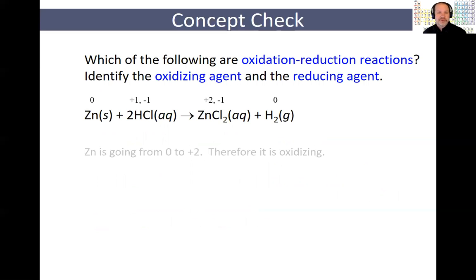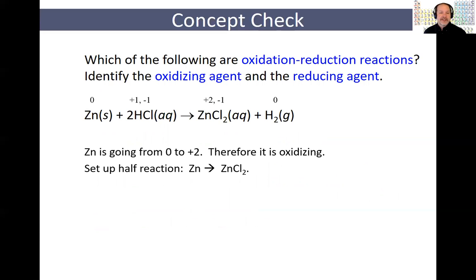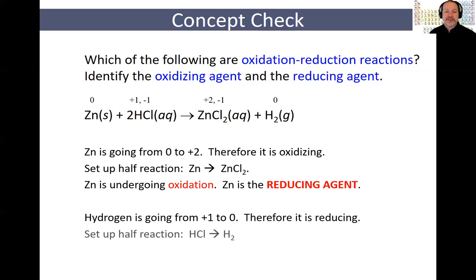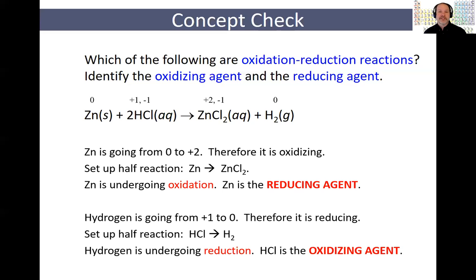So zinc's going from 0 to +2, therefore we say it's oxidizing. The half reaction is going to include the zinc and the zinc chloride compound, and zinc is undergoing oxidation, and zinc is also called the reducing agent. Hydrogen is going from +1 to 0, therefore it's reducing, and we can use the reactant and product in our half reaction to get us started there. Hydrogen is undergoing reduction, and we say then the whole compound HCl is the oxidizing agent. Once again, the agent is the name for the whole compound that includes the element undergoing oxidation or reduction.